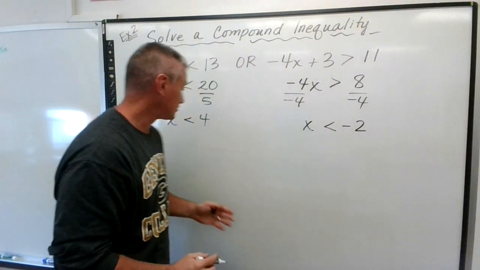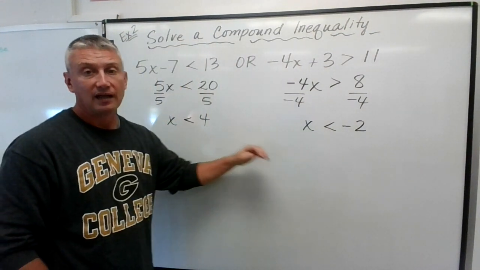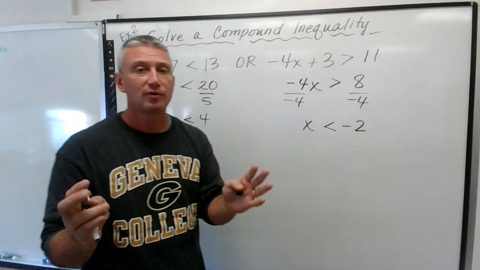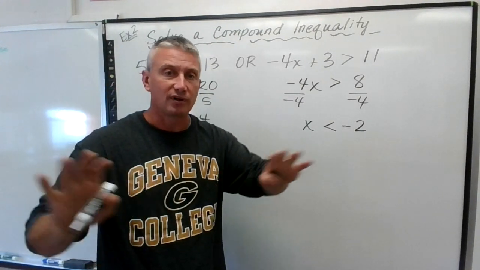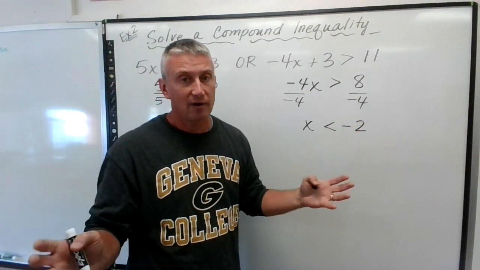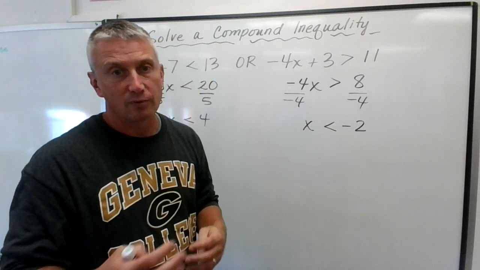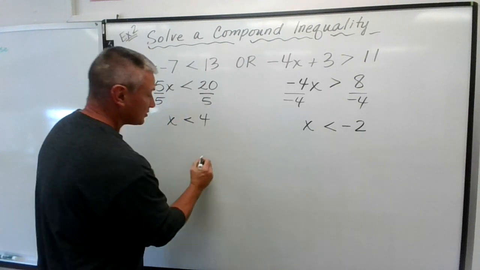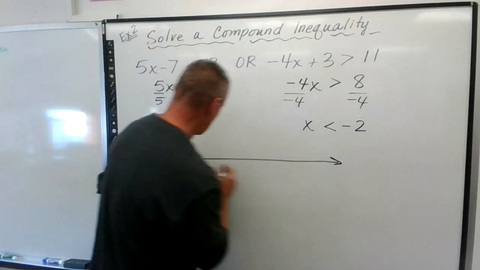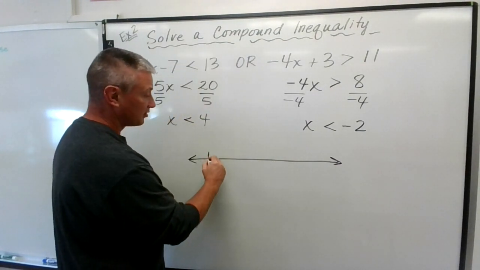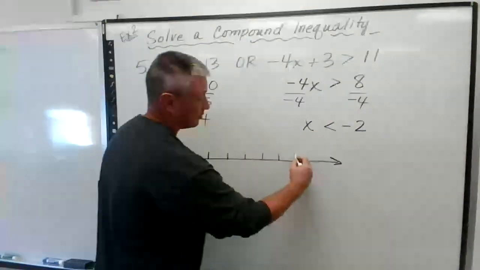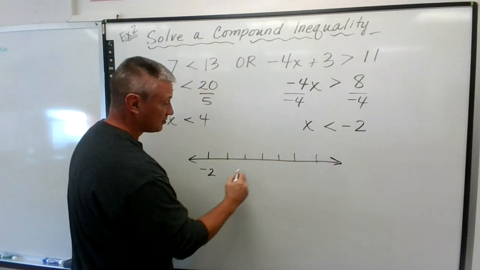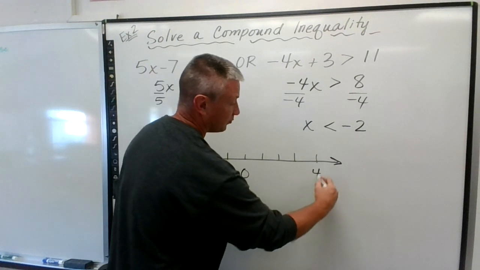So we have two answers here: x is less than 4, x is less than negative 2. Now remember what I said. Most of the time, OR is going to go in two different directions. However, watch what happens whenever we graph this compound inequality. So here's our number line. I'm going to include negative 2, which will be here. 0 will be here. 1, 2, 3, 4 will be here.